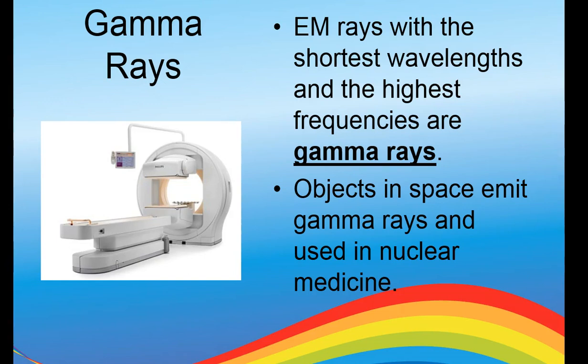So we do use gamma rays here on Earth, but that's not something they do to you a lot because it's not good for you. Long-term exposure can cause cancer and other health defects. Now, gamma rays are emitted by a lot of high energy objects in space, so we make telescopes that are able to read gamma rays so that we can look at these pretty cool images.